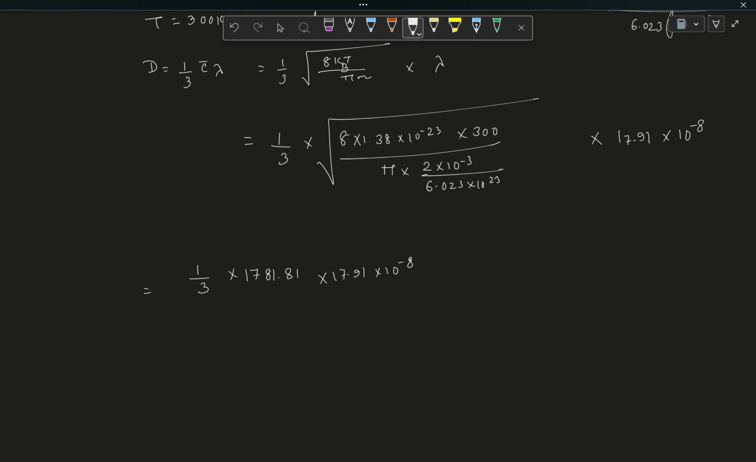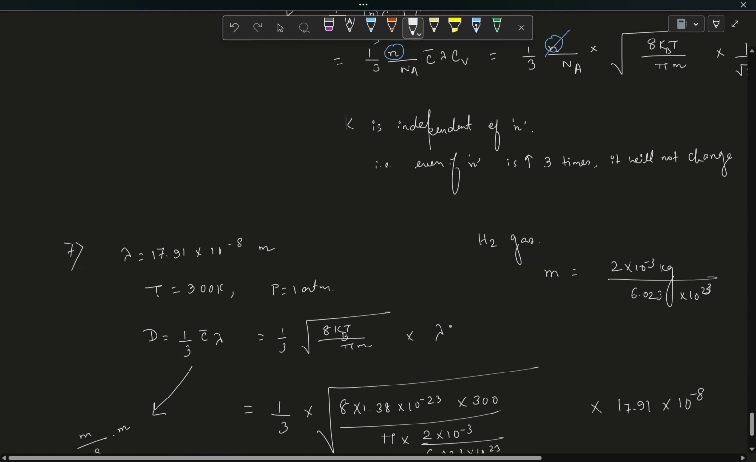So you multiply by 17.91 into 10 to the power of minus 8 divided by 3. So you are getting 1.06 into 10 to the power minus 4, and because this is the diffusion coefficient, the unit is meter square per second, because you can see from here that it has only c bar and lambda. C is just velocity, so this is meter per second, and lambda is again a length scale, so it is meter, so this is meter square per second. So this is your unit and this is your final answer.